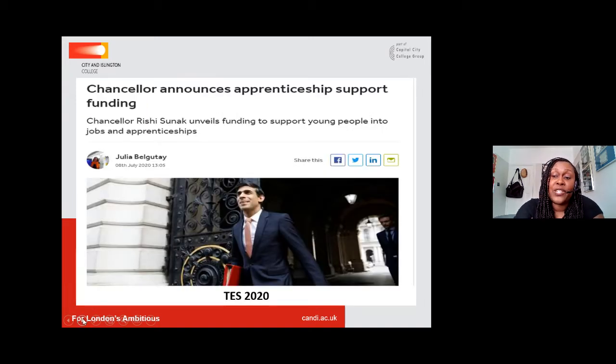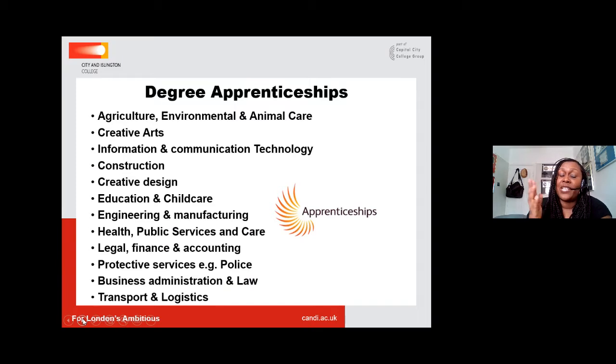Here's another screenshot, in light of COVID-19. We know that Rishi has been funding quite a lot of furloughed staff as well as Eat Out to Help Out, but he also announced a cash injection to further promote apprenticeships. That was his pledge to young people. There's a range of different pathways that apprenticeships can offer. I'm not going to go into them all, but it's anything from finance to creativity or agriculture.